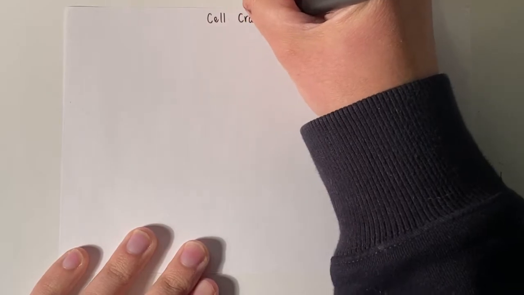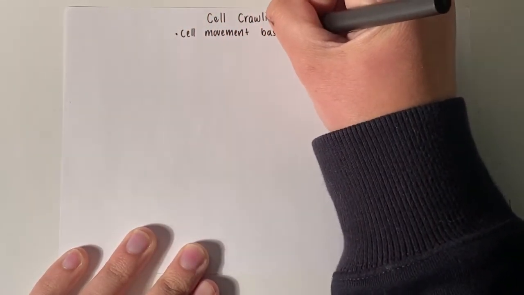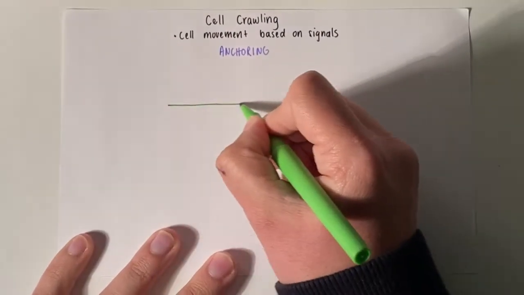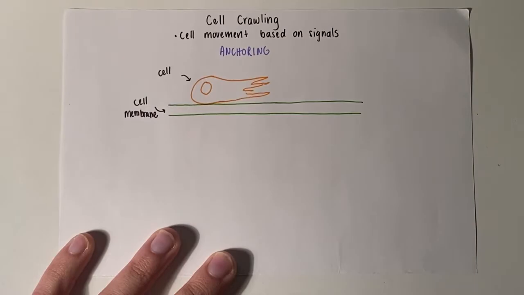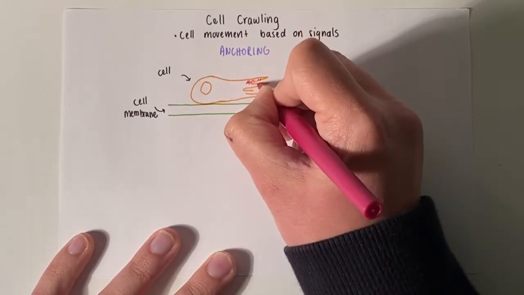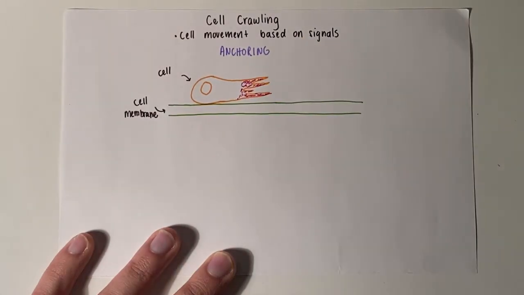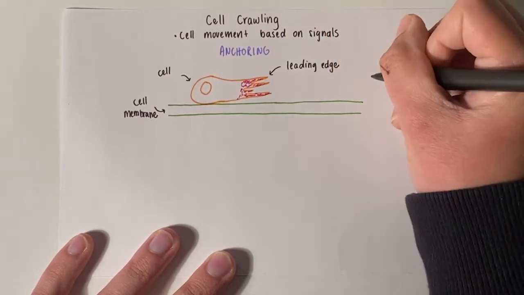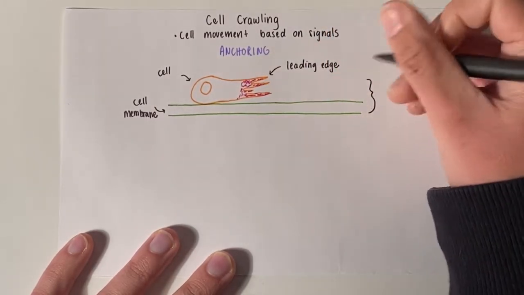Cell crawling is when cells sense their environment using receptors and migrate toward the signals using actin. The first step to cell crawling is anchoring. So we have a cell that is on the membrane and wants to crawl. First, sheet-like lamellipodia and filopodia are pushed out of the leading edge of the cell. They contain a dense meshwork of actin. The actin is oriented so that most of the filaments have their plus end close to the plasma membrane.